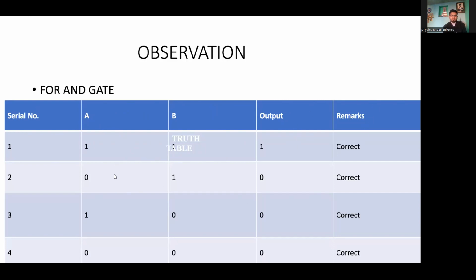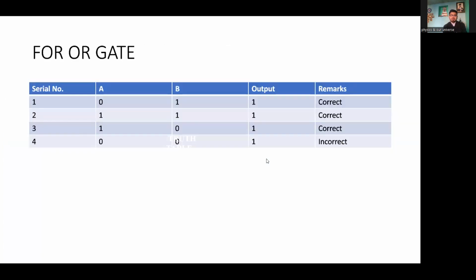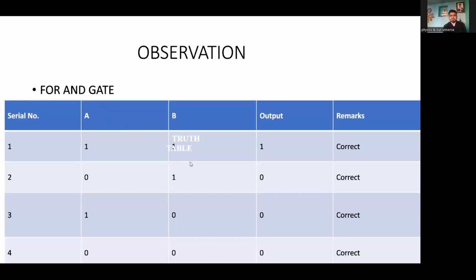If we make one input zero and the other high, I get output low. That is also correct. When I make input terminal A high and input terminal B zero, I will get output zero. That is also correct. When I make input terminal A zero and input terminal B zero, output is zero. That is also correct. This is for the AND gate.